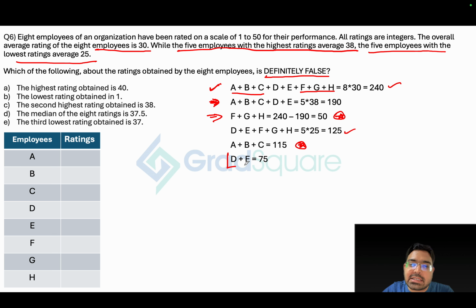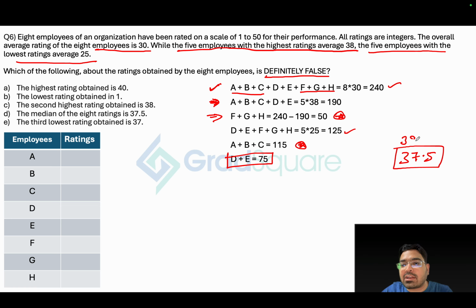Now look at D plus E. D plus E is how much? 75. What is the average score of D and E? That will turn out to be 37.5. Now both of these individuals, D and E, cannot be greater than 37.5, because then the average will not be 37.5. So one of them will be lower than 37.5, then the other one will be greater than 37.5.